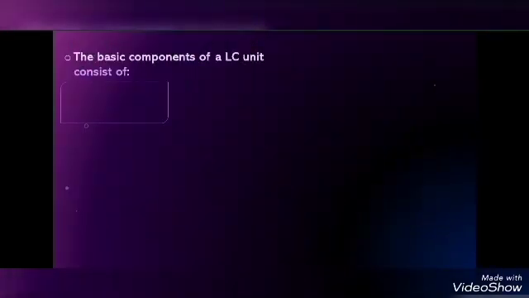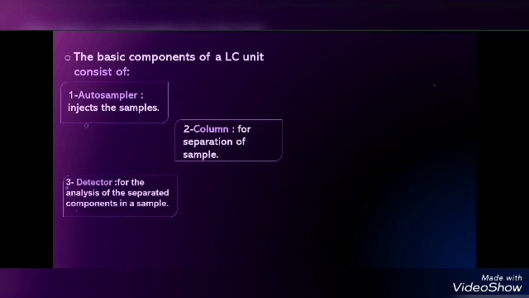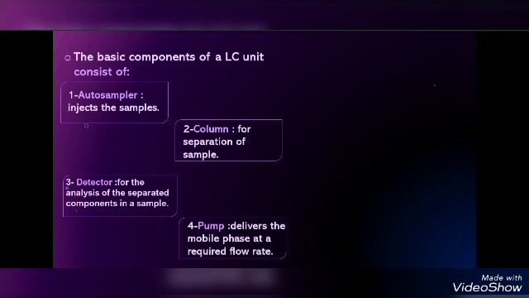The basic components of an LC unit consist of: 1. An autosampler that injects the samples. 2. A column for separation of the sample. 3. A detector for the analysis of the separated components in a sample. 4. A pump that delivers the mobile phase at the required flow rate.